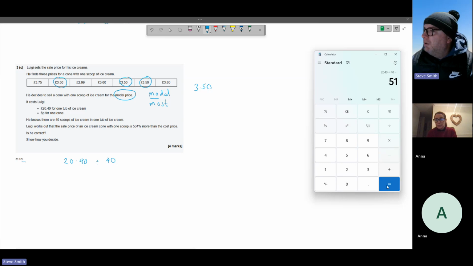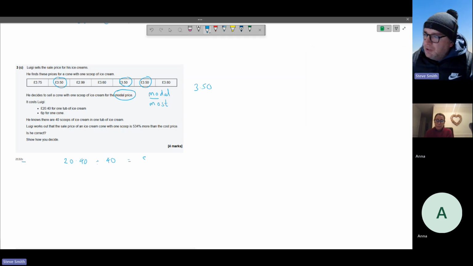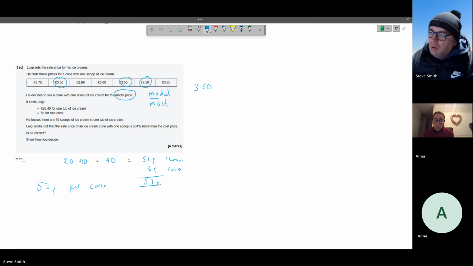So each ice cream is going to cost us 51p. And then he's got the 6p for a cone. So that's the ice cream, and that's the cone. And so we can see it's going to cost us 57p per ice cream. Wow, 57p per cone and ice cream.